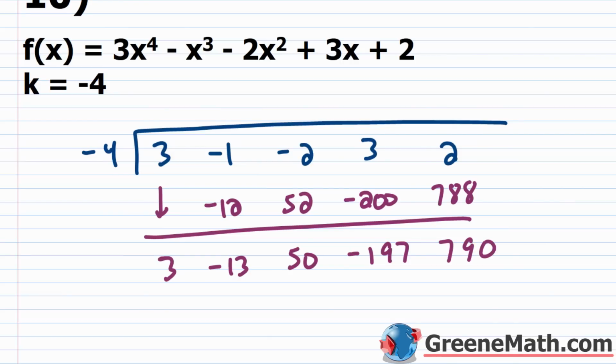So the question is, does this alternate? This is positive, negative, positive, negative, positive. Yes, it does. So this is going to be a lower bound. You will not have a real 0 that's less than negative 4. So I'm just going to write that this is a lower bound.